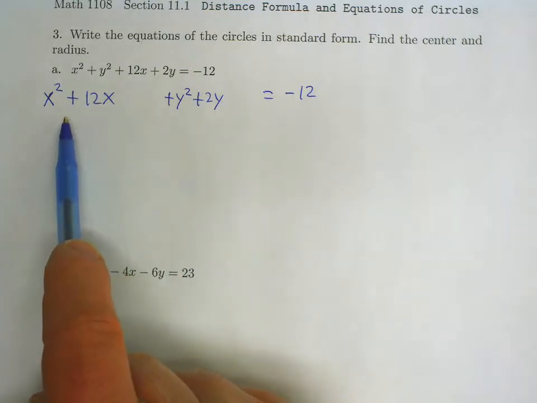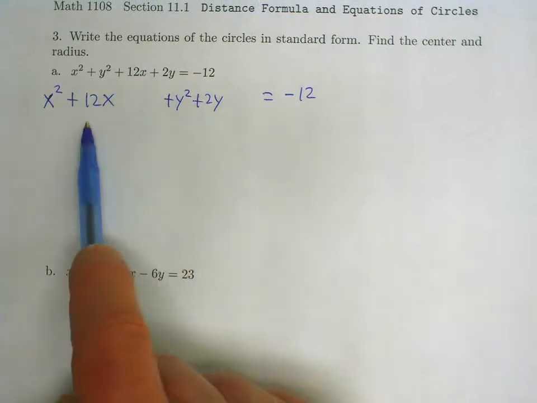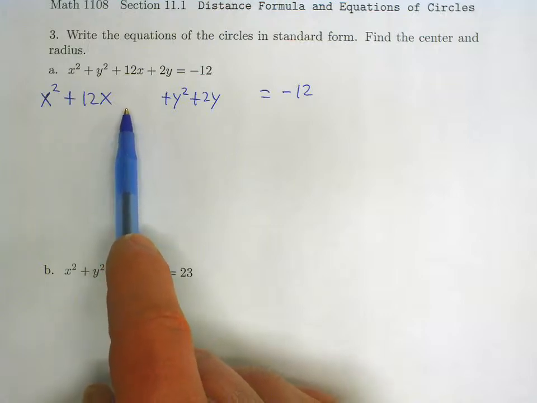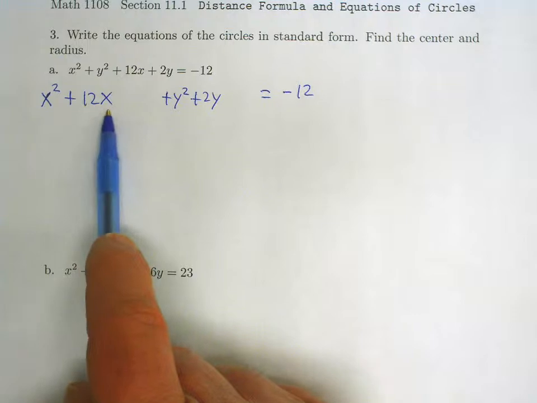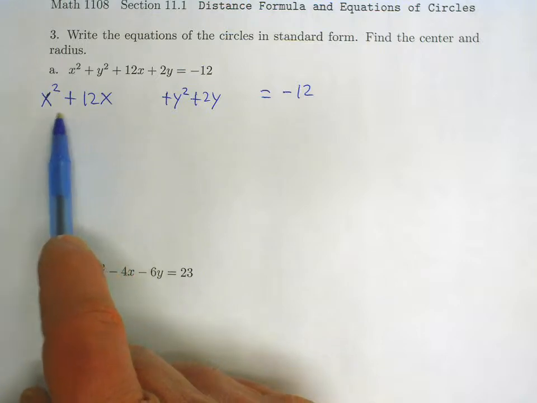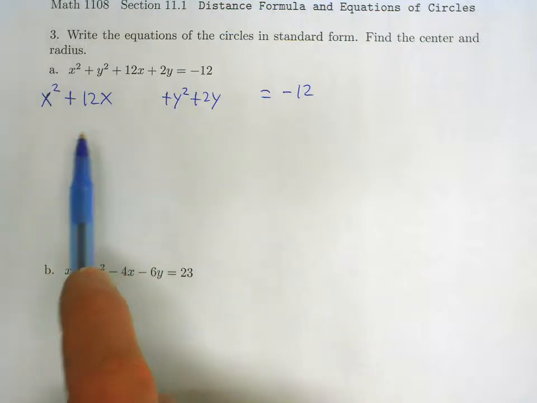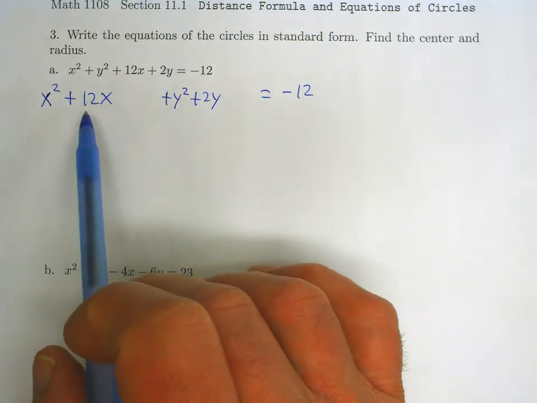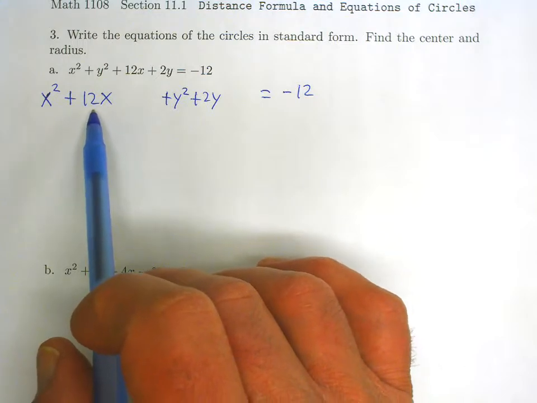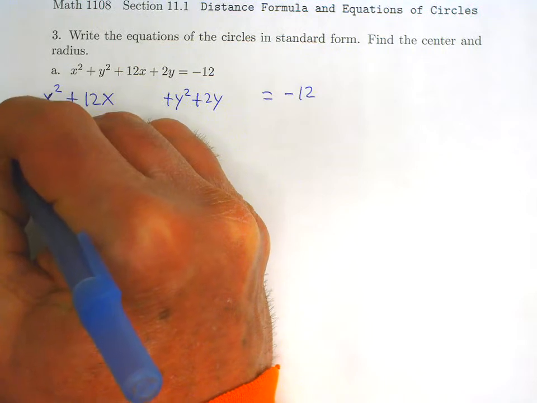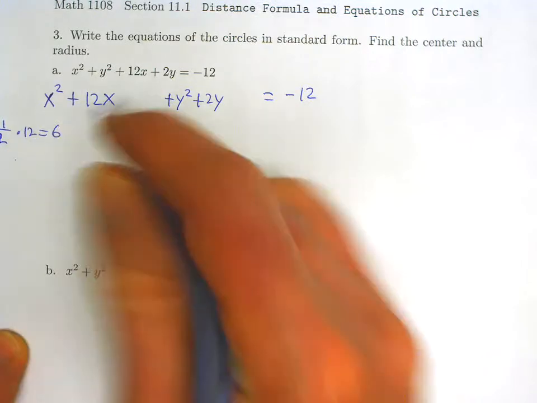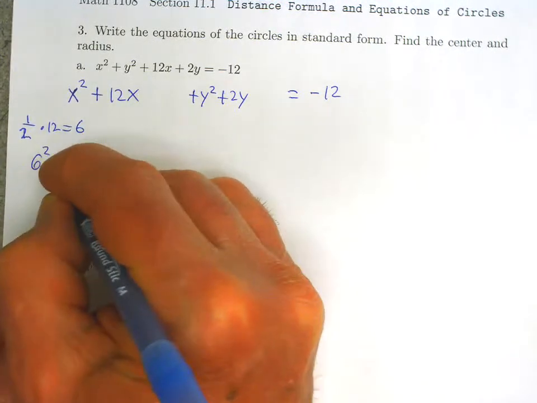So we're going to create 2 perfect square trinomials, and we've had some practice doing that. So first, look at x squared plus 12x. The coefficient of x squared is 1. So the number to add to x squared plus 12x to get a perfect square trinomial is found by first taking 1/2 of the coefficient of x. So 1/2 of 12 is 6. And then square 6. 6 squared is 36.